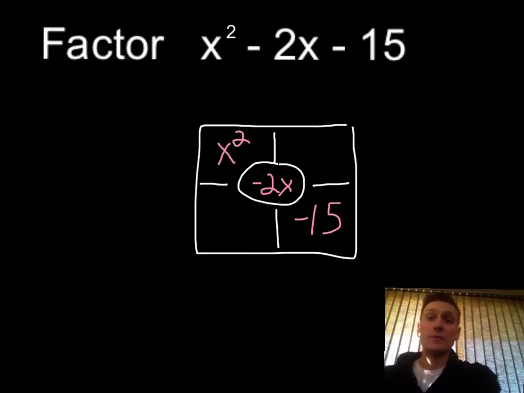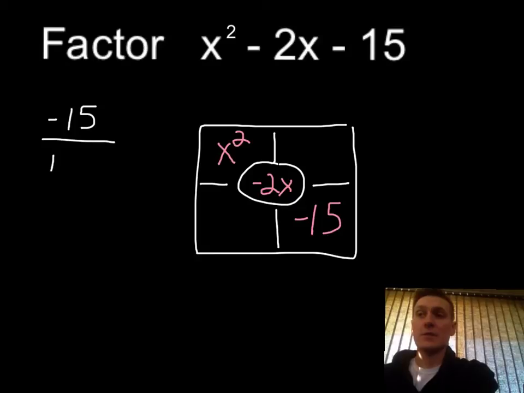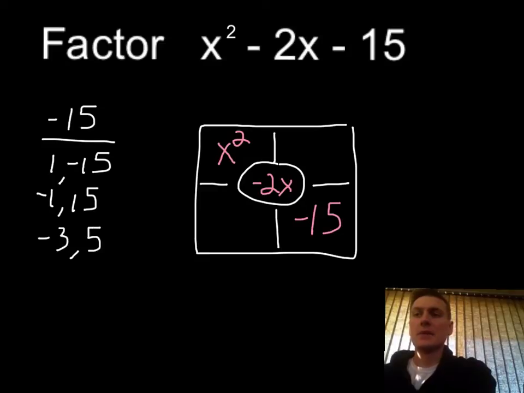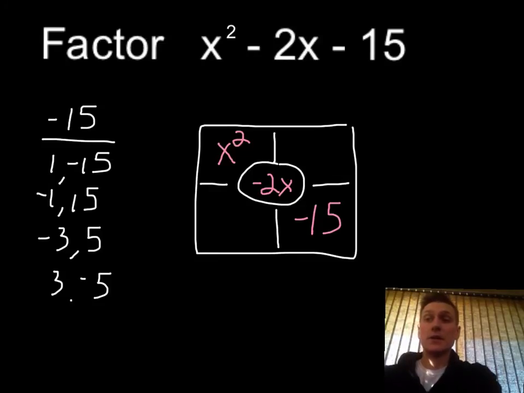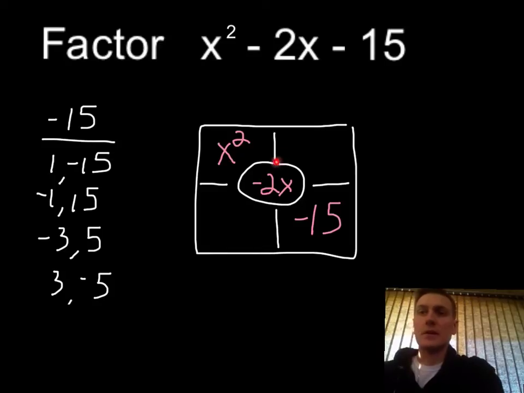The next step, if you remember, is to look at factors of negative 15. Factors of negative 15 are 1 and negative 15, negative 1 and positive 15, negative 3 and positive 5, and 3 and negative 5. The next step is to look at all the factors of negative 15 and to see which one adds up to our middle term of negative 2x. If you notice, the factors of 3 and negative 5 add up to negative 2x. That's what goes in the other boxes. And again, it doesn't matter where you put these, but remember to put the variable with them.